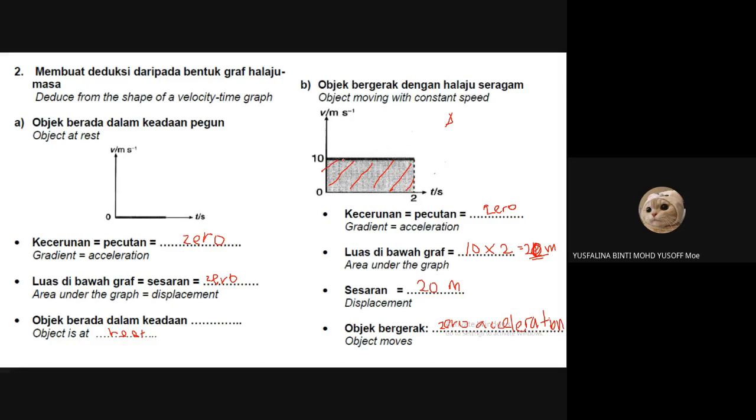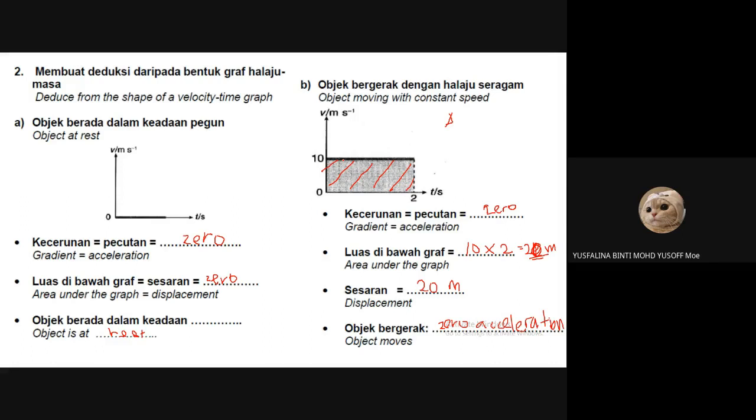Because in the exam we discuss the possible answer. So if you give the answer uniform velocity, it depends on the teacher whether they want to accept or not. But the most accurate answer is actually zero acceleration. That is the first answer. Are you clear about that?